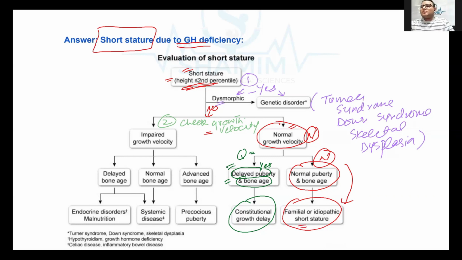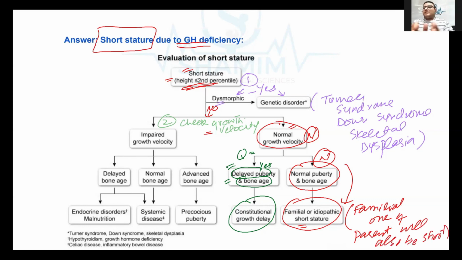What is familial short stature? In this patient, the problem is that the parents will also be short. The history will be a family history. One of the parents will also be short. This is a very important concept: in familial or idiopathic short stature, one parent will also be short. Normal bone age, normal growth velocity, and only the short stature. That is familial.